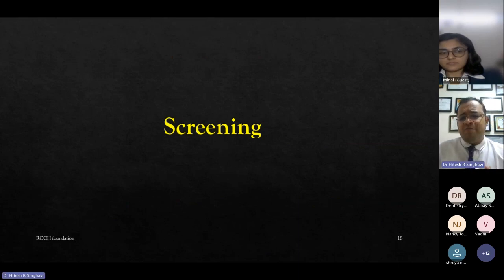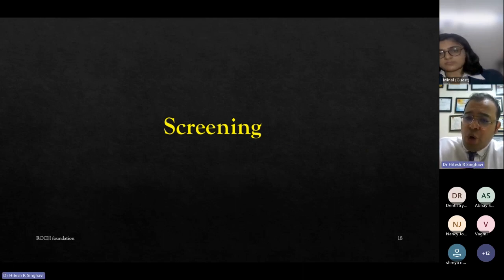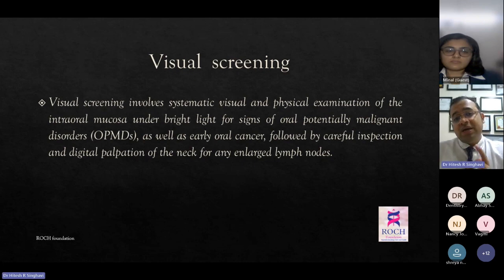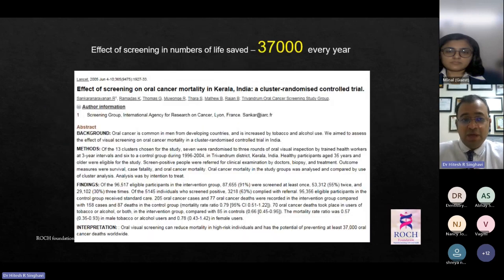So, why I have been concentrating on systematic reviews, pooled data analysis, and pooled OR ratios is because the next step is how you can use this data. I'll come to that later. Next is screening, where AI can help. Screening involves systematic visual and physical examination of the intraoral mucosa under bright light for signs of OPMDs, and careful inspection and digital palpation of the neck.